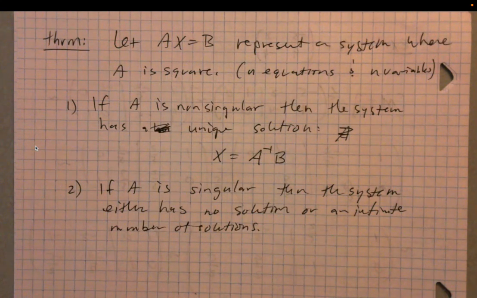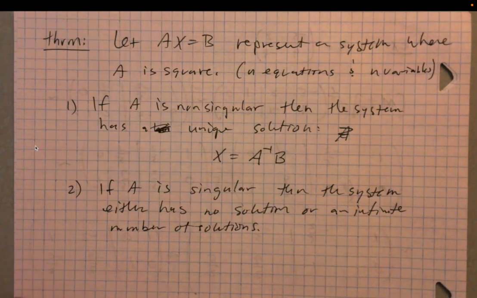So in those cases, we've seen previously that when you have independent variables in the system, then the solution is either not going to exist or it's going to be infinite. Okay.